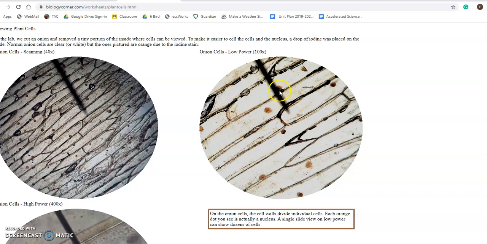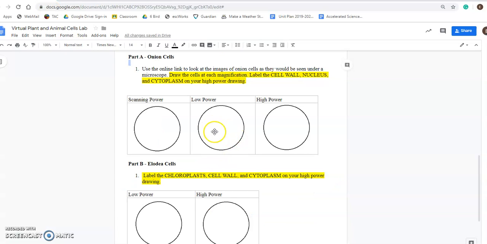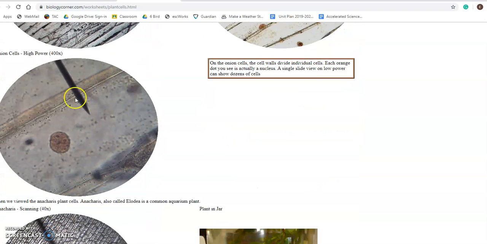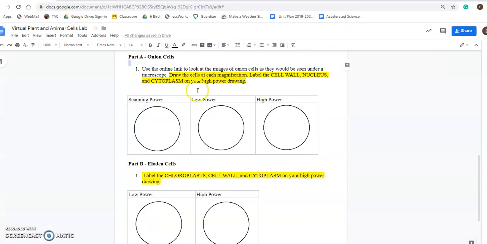The next one, this is at 100 times. This one, you're going to sketch in the second circle. And then for the high power, you're going to use this one. So you're going to sketch this into the high power one right here. Now don't forget, once you do that third one, that you need to label the cell wall, nucleus, and cytoplasm on this drawing.